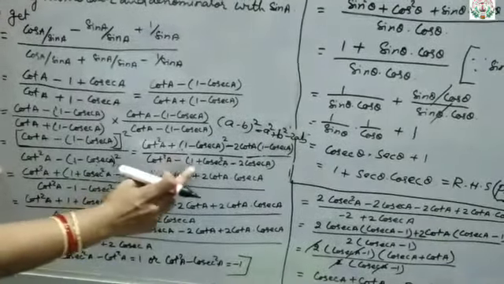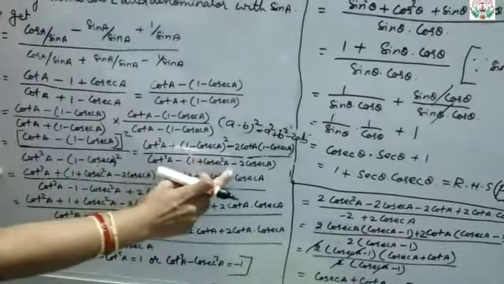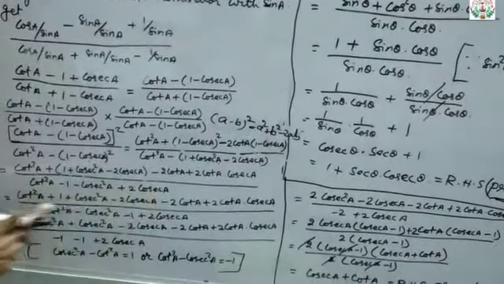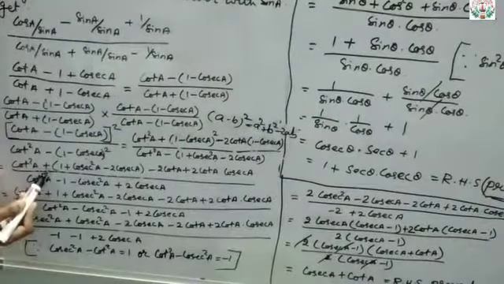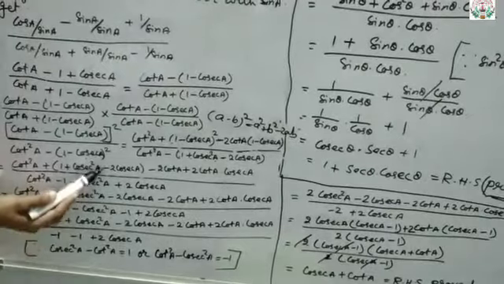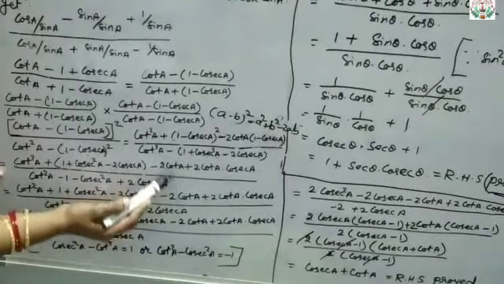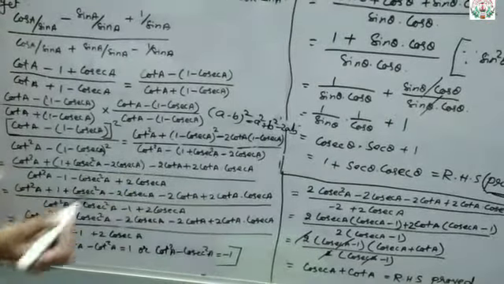So this minus will be multiplied to the whole term. So minus 1 minus cosec square A plus 2 cosec A. What is the denominator after that? Now see, open the brackets. Cot square A plus 1 plus cosec square A minus 2 into cosec A minus 2 cot A plus 2 into cot A into cosec A.